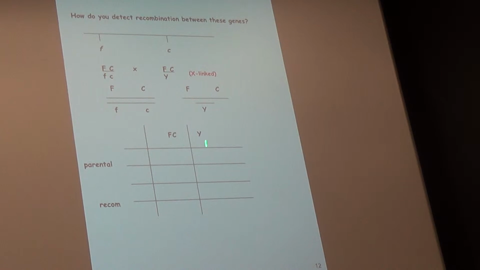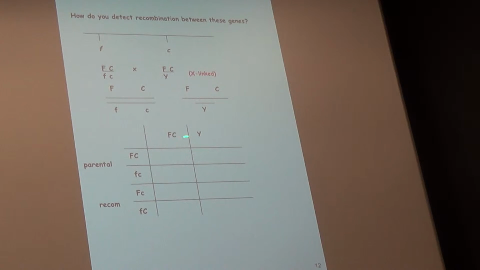The male is going to produce two kinds of gametes, big F, big C, and Y, being hemizygous. The female is going to produce four kinds of gametes: big F, big C; little f, little c; big F, little c, which is a crossover event; and little f, big C, which is a crossover event. So these are your four gametes.